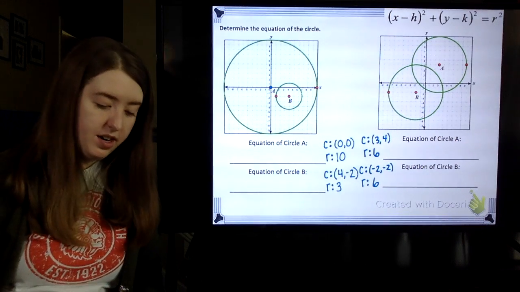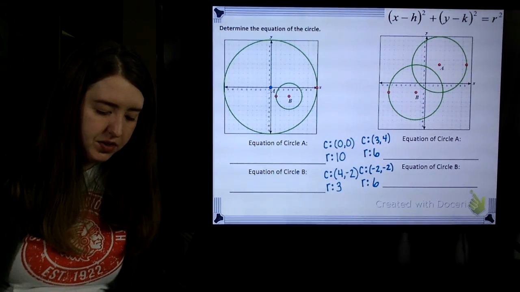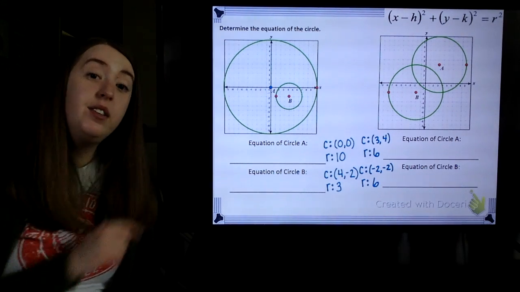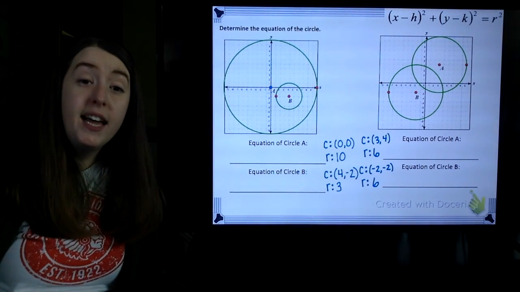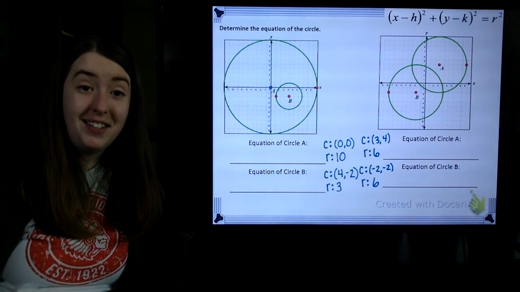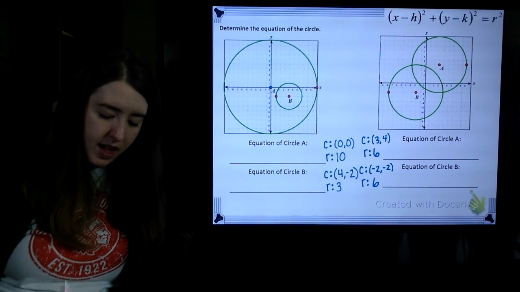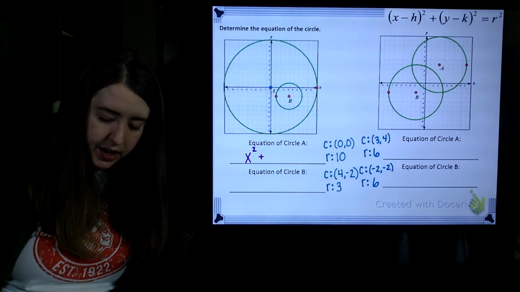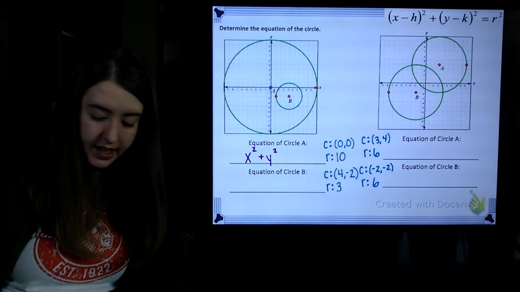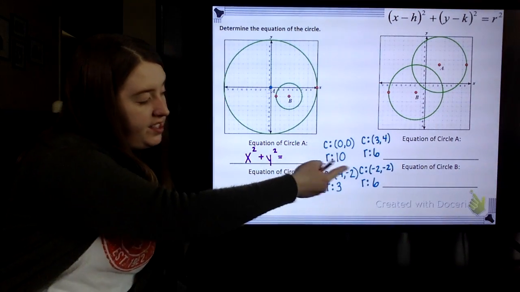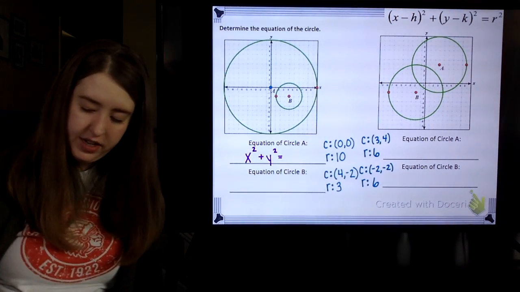So now we'll write our equations of these circles. So equation of circle A over here, my center is 0, 0. So you can put x minus 0 squared plus y minus 0 squared, absolutely fine. However, it's just a little bit cleaner to write x squared plus y squared equals. And then we need to take r and square it, so 10 squared is 100.